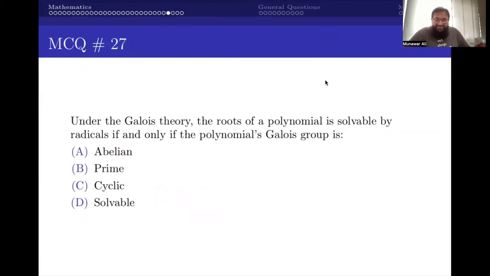So MCQ number 27 says that under Galois theory, the roots of a polynomial are solvable by radicals if and only if the polynomial's Galois group is... So this is the standard theorem in abstract algebra, or in Galois theory. The correct option for this one is solvable.